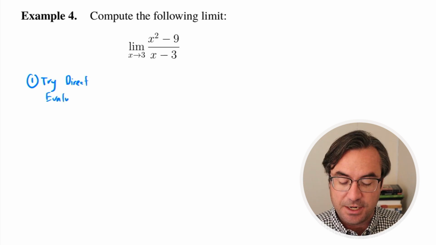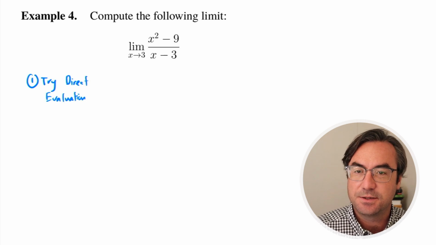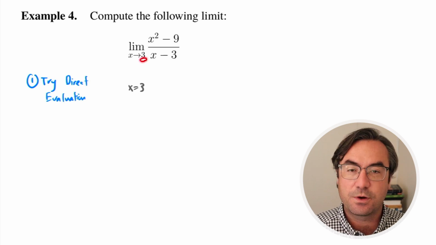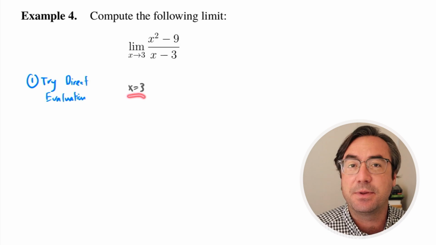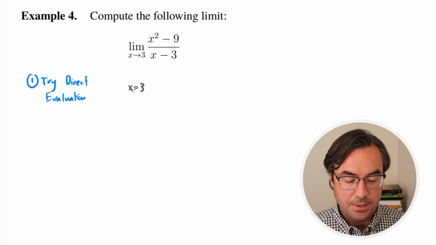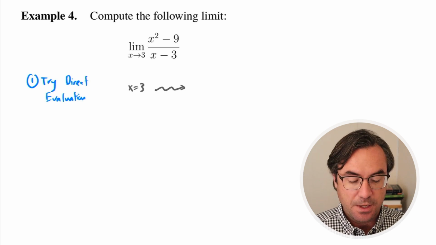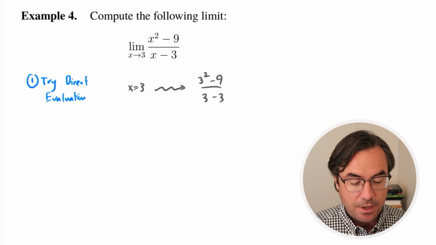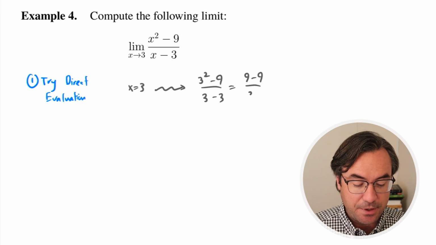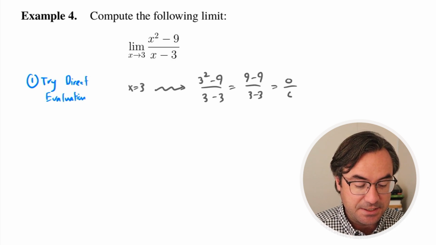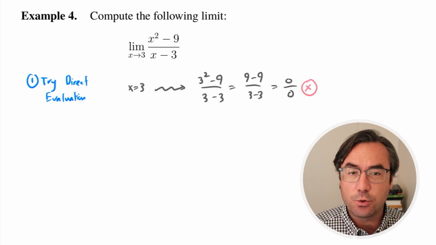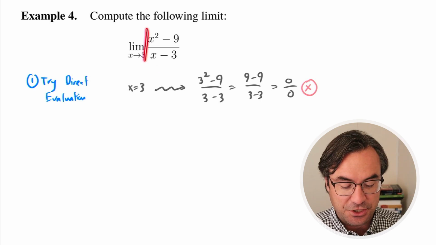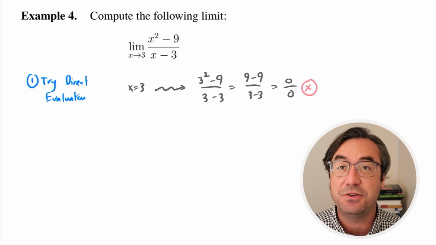It's always nice when it works. So all we're going to do is take that input value, we want to get close to 3. So let's see what happens directly at 3. We're going to plug it into our function. When we do that, we get 3 squared minus 9 over 3 minus 3, which simplifies to 9 minus 9 over 3 minus 3, which ends up being 0 over 0. And that's no good. So this is what we were talking about with these rational functions. Sometimes we end up with division by 0.